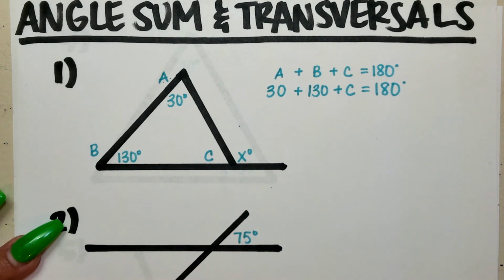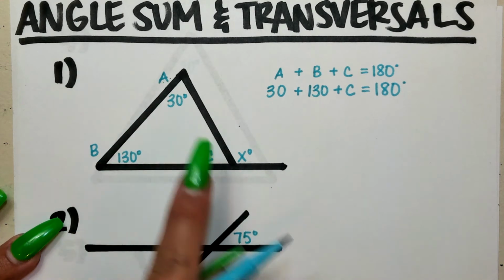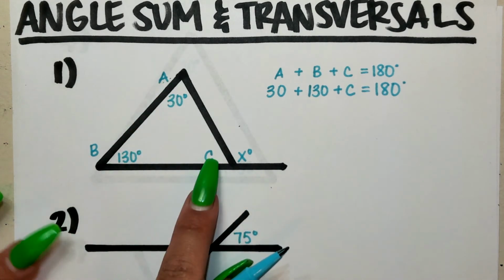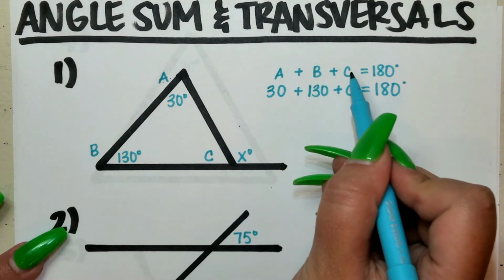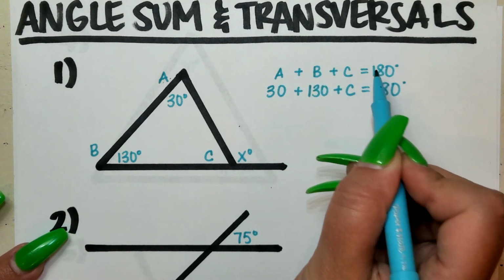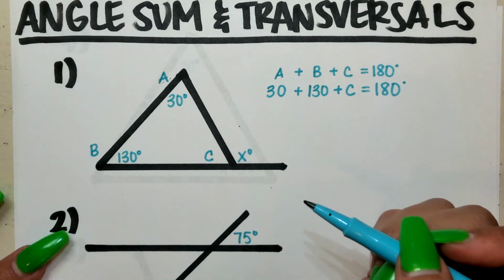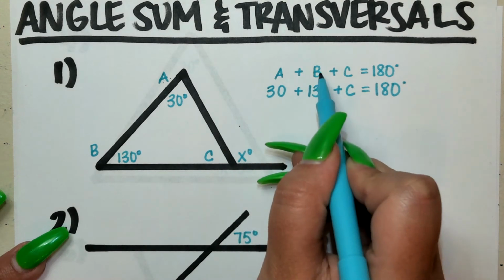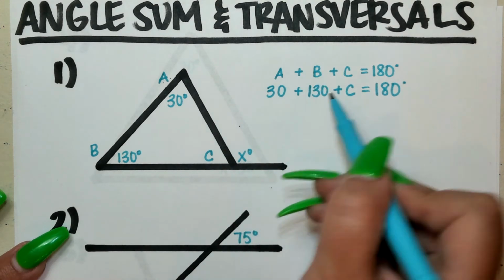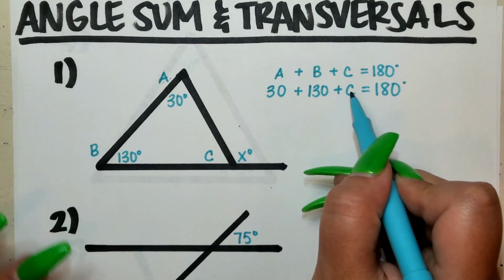If you remember from the videos, I labeled each angle: A, B, and C. So angle A plus angle B plus angle C is equal to 180 degrees since a triangle is 180 degrees. Then we plug in our numbers. Angle A is 30, angle B is 130, plus I don't know what C is, so I'm going to keep C as a variable.